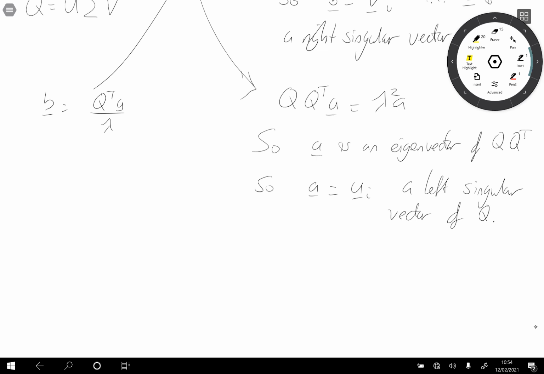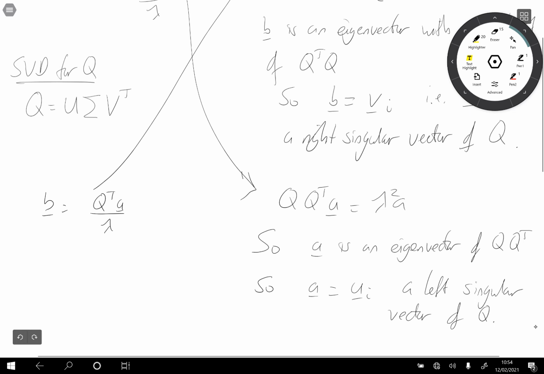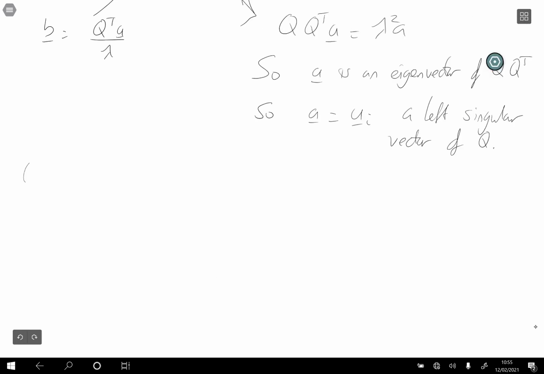So all that remains then is to find out which right singular vector and which left singular vector we need to take A and B to be equal to in order to maximize the objective. So let's go back to our objective. Our objective was A transposed Q B. So we're going to substitute A equal to some left singular vector U_i, B equal to some right singular vector V_j, where i doesn't need to equal j. We're going to see what we get here.